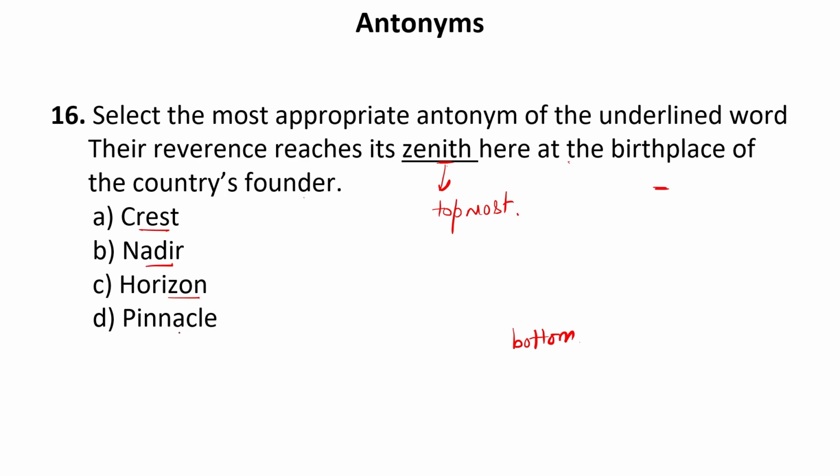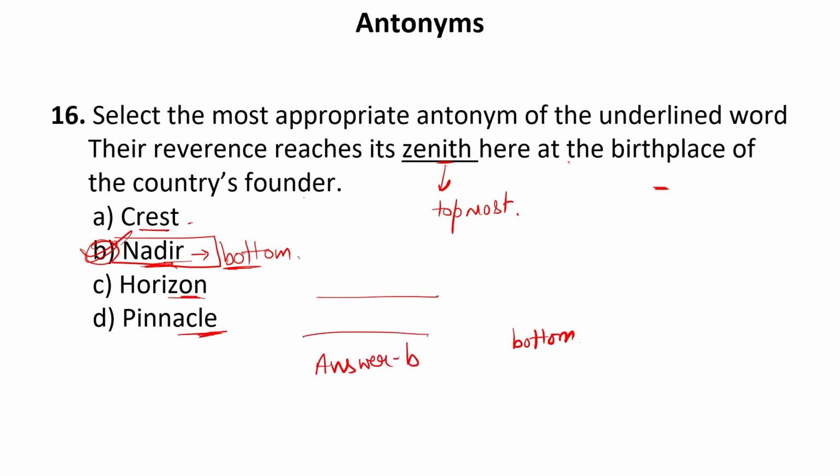Crest, nadir, horizon, pinnacle. Pinnacle is again the topmost point, so this will be the synonym of zenith. Nadir means bottom, so this will be the correct answer. Zenith and nadir. So nadir is the bottom part, that means the foundation part, so nadir is the correct answer. Crest, horizon, when something is in recline mode. Crest refers to the part of the earth, or the soil. So the correct answer is B, that is nadir.